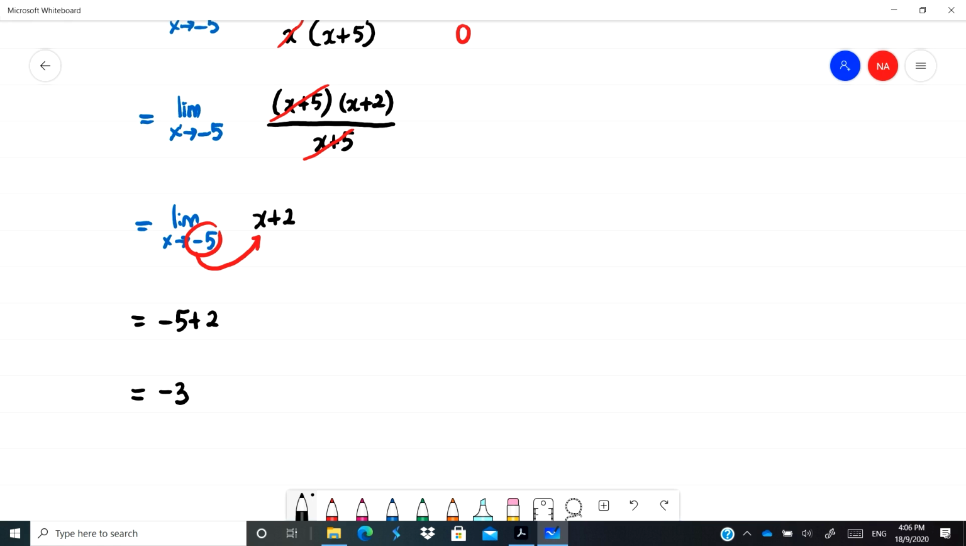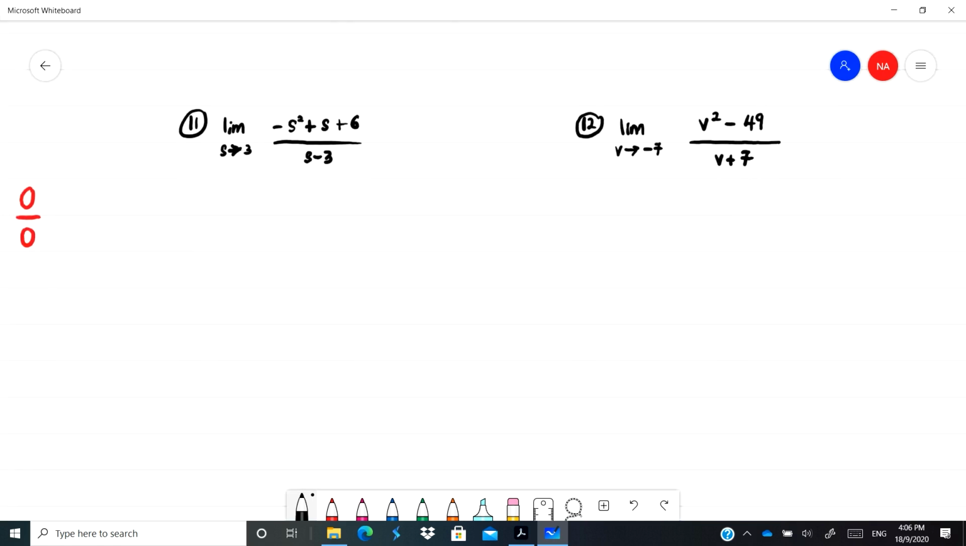Next, look at number 11. If you have this type of limit and you try to substitute the value of s with 3, you'll get 0 over 0. So of course you have to do some kind of factorization. Firstly, write the limit as s approaching 3. Try to factorize the upper part first. It will be quite difficult to factorize directly because it has a negative term there, so I want to factorize the negative out first.